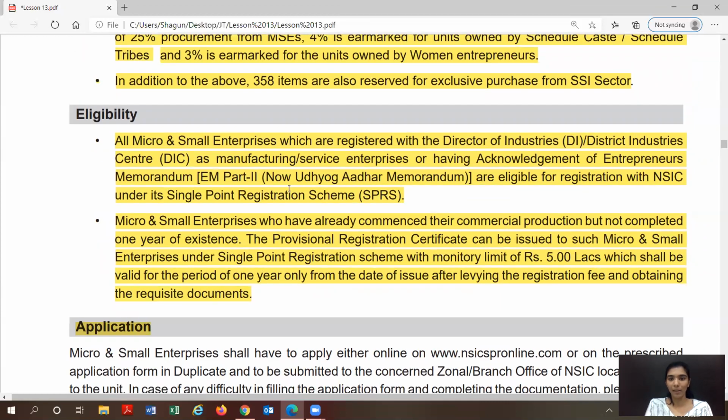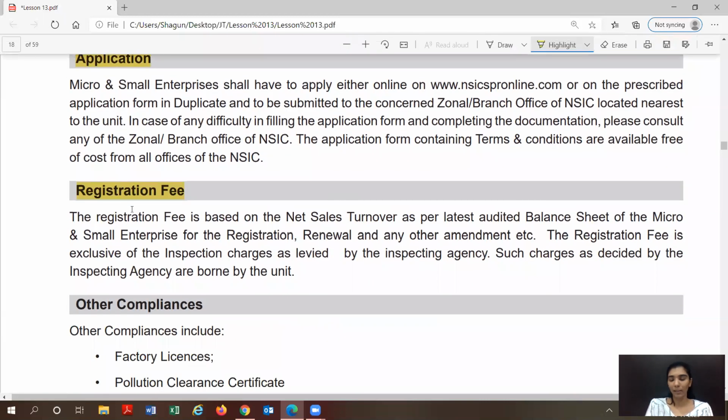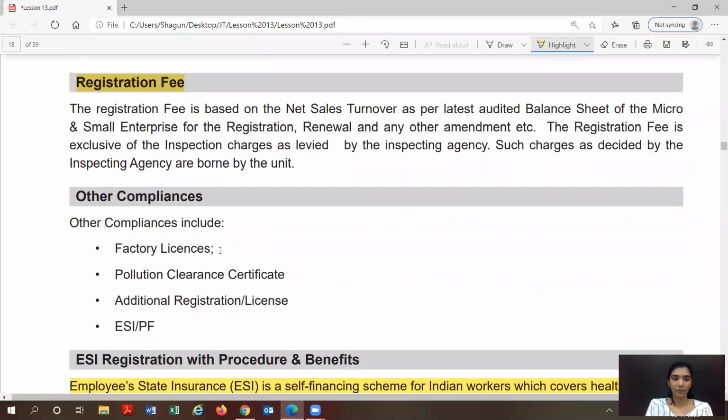And these are the eligible criteria of the persons or the businesses who can register for NSIC registration. You can apply for NSIC registration. Who can apply? Micro and small enterprises. They have to apply on nsicproline.com for their registration and they have to pay the prescribed registration fees.